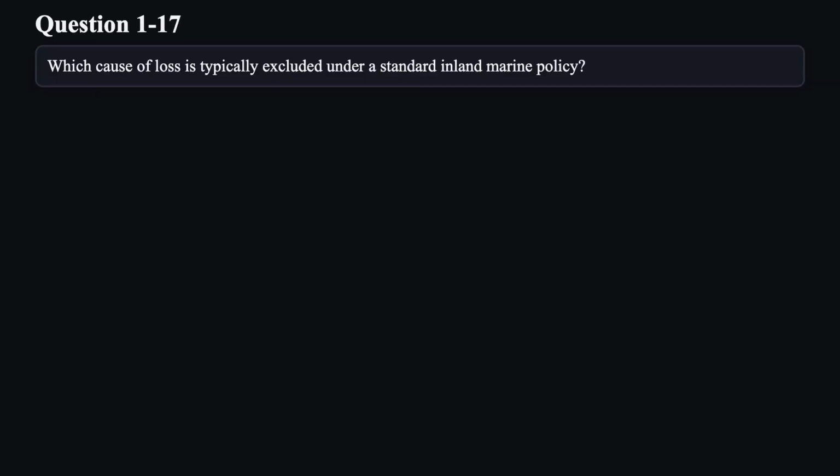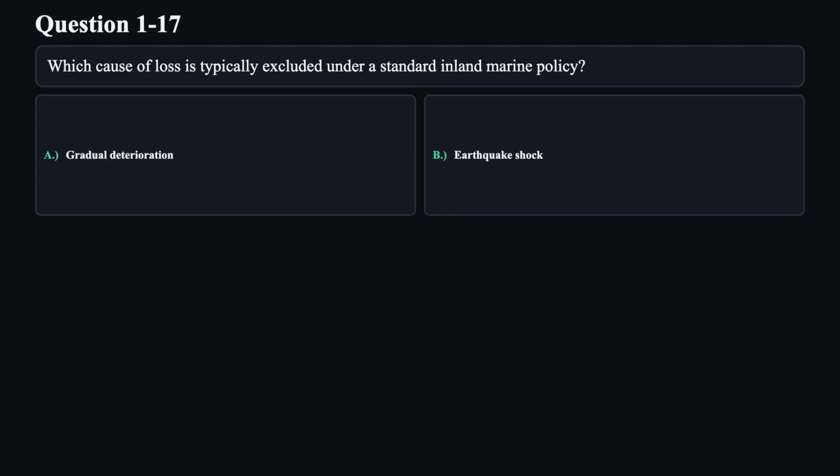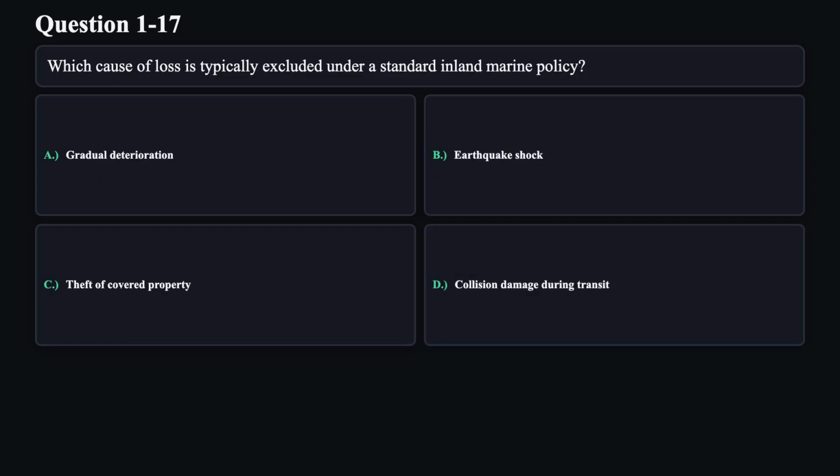Question 17. Which cause of loss is typically excluded under a standard inland marine policy? A. Gradual deterioration. B. Earthquake shock. C. Theft of covered property. D. Collision damage during transit.